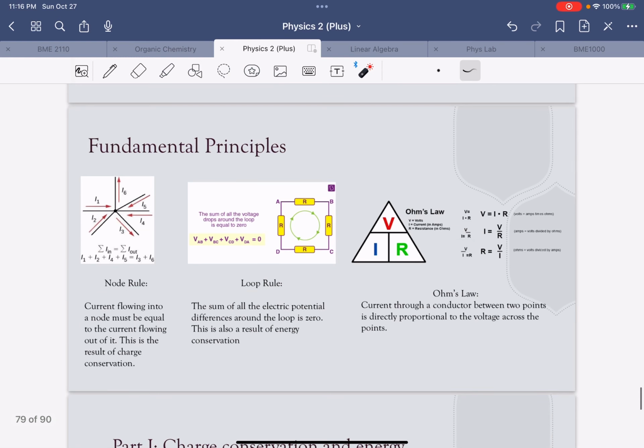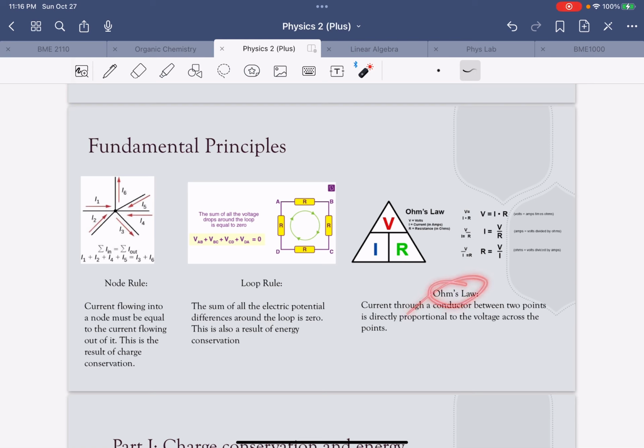So here are the fundamental principles we're going to use. First one is the node rule, which is that current flowing into a node must be equal to the current flowing out of it, and this is a result of charge conservation. As you can see, it's like that. And then the loop rule is that the sum of all the electric potential differences around the loop is 0, also a result of energy conservation.